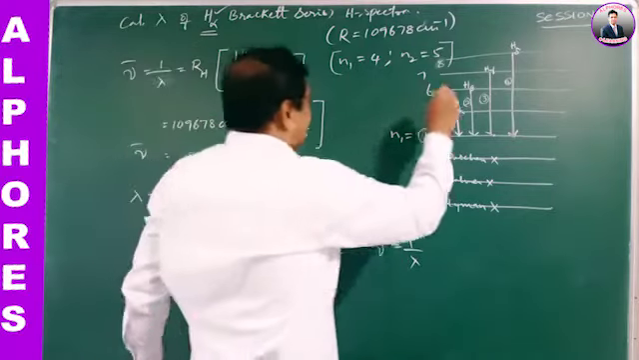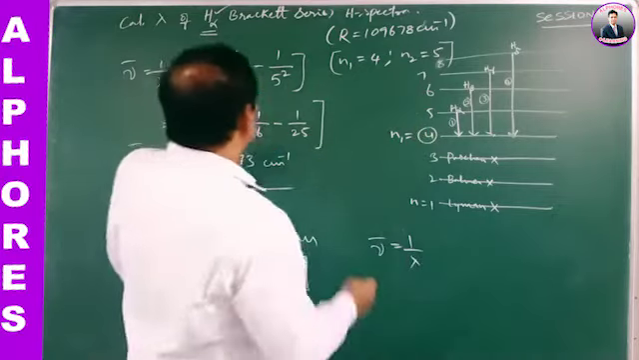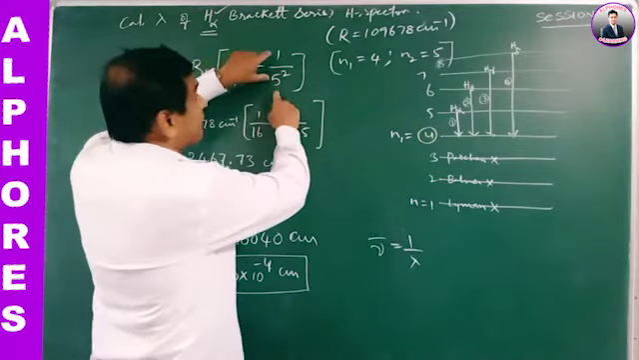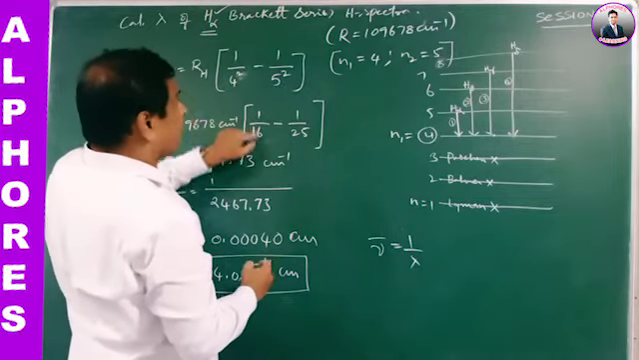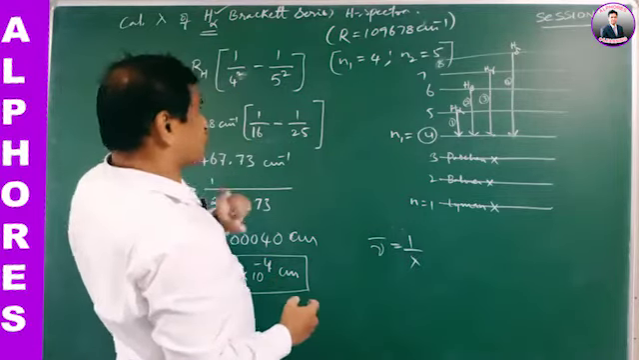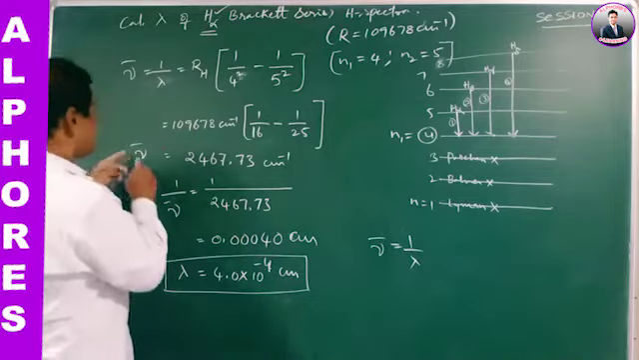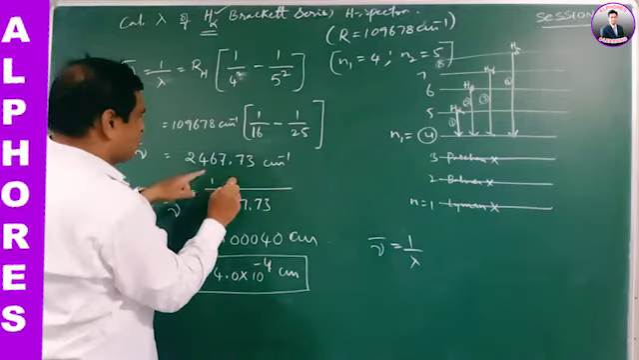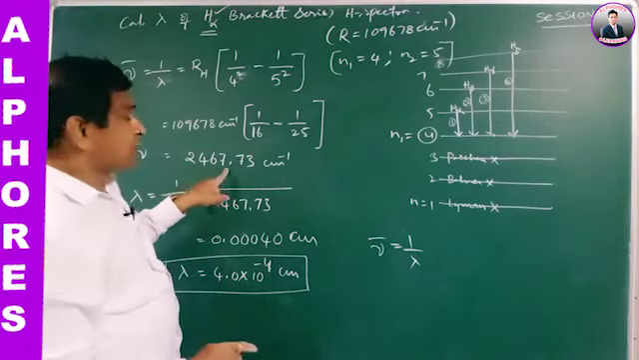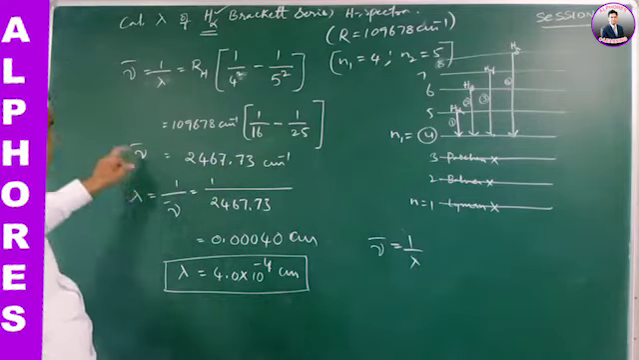H alpha means the electron is coming from the 5th to the 4th orbit. Therefore it is 1 by 4 square minus 1 by 5 square. 1 by 4 square means 16, and 1 by 5 square means 25. On solving this, we will get nu bar equal to 2467.73 centimeter inverse.